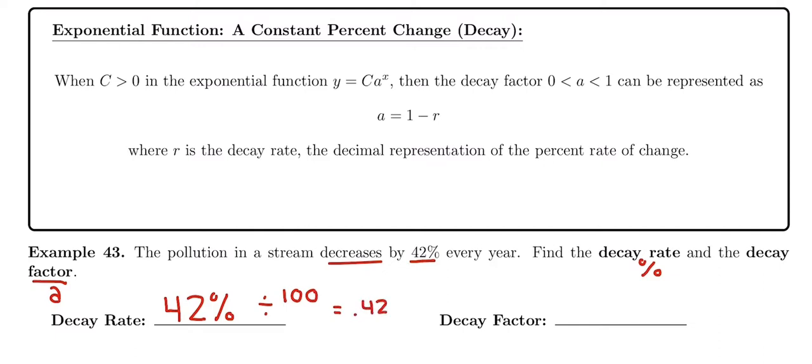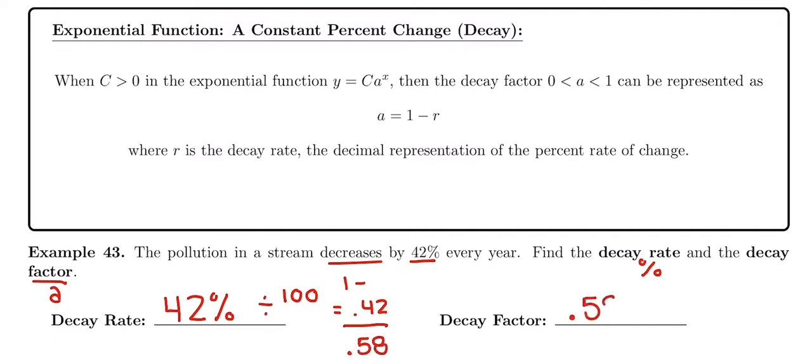And then we want to think about, are we trying to grow? So should we be bigger than 1, aka do we need to add 1 to this to make it growth? Or if it's decay, we're going to subtract it from 1. So since this is decay, we're going to subtract it from 1 instead of adding 1 to it. So we're going to do 1 minus 0.42, which is going to give us 0.58 for our decay factor.